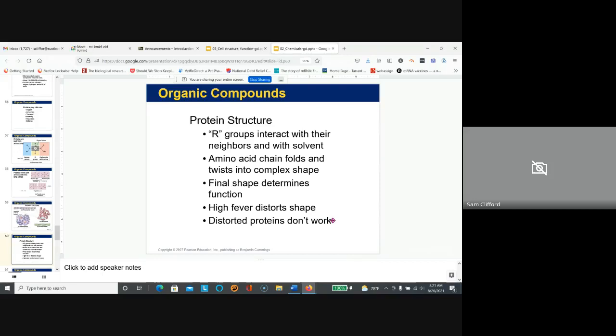The R group is very important in the amino acid. Which amino acids are joined together determines the shape and ultimately the function. When you get a high fever, that distorts the shape of proteins. That's why you get sick. Distorted proteins don't work.